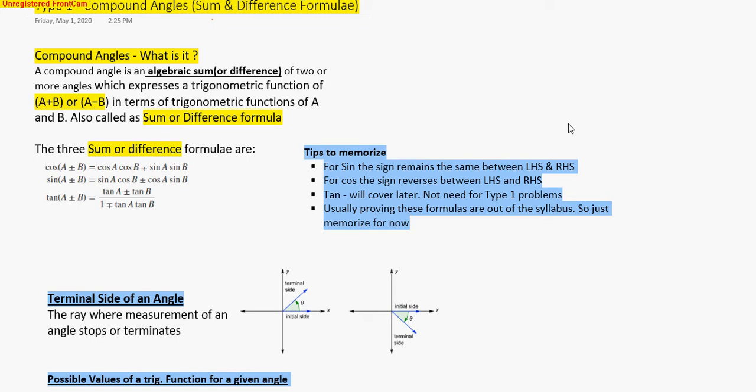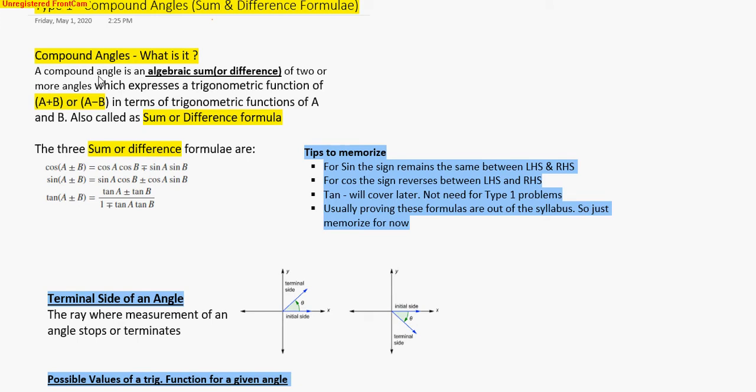Now, what is a compound angle in a simple definition? The name itself, compounding, just literally means compounding. So you have two angles, A and B. Whenever you bring them together in terms of A plus B or A minus B, the algebraic sum, whether it's an addition or subtraction, the net effect is called compounding, and the trigonometric functions of A plus B or A minus B that I've written here are called a compound angle.